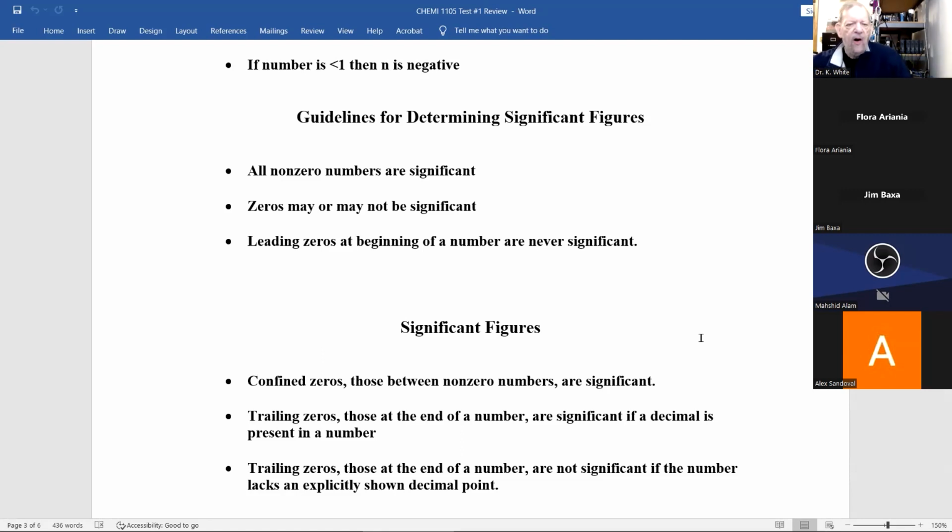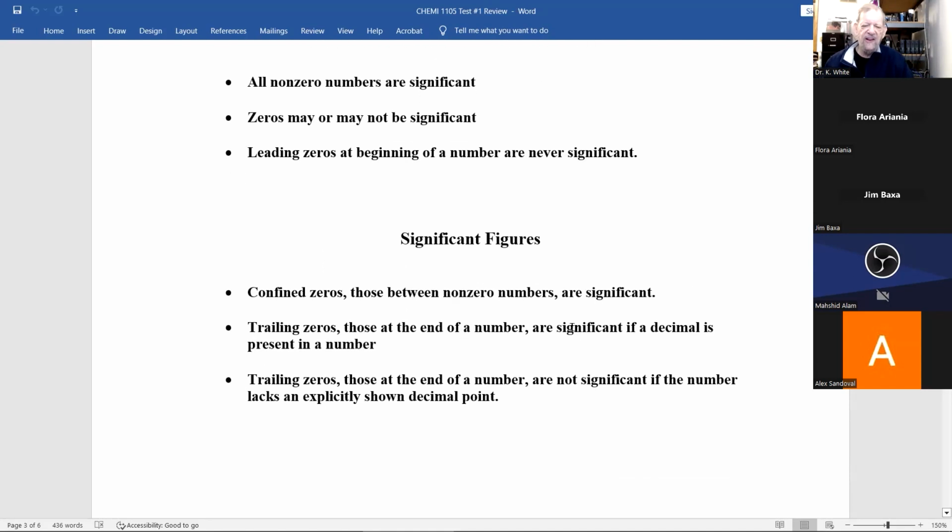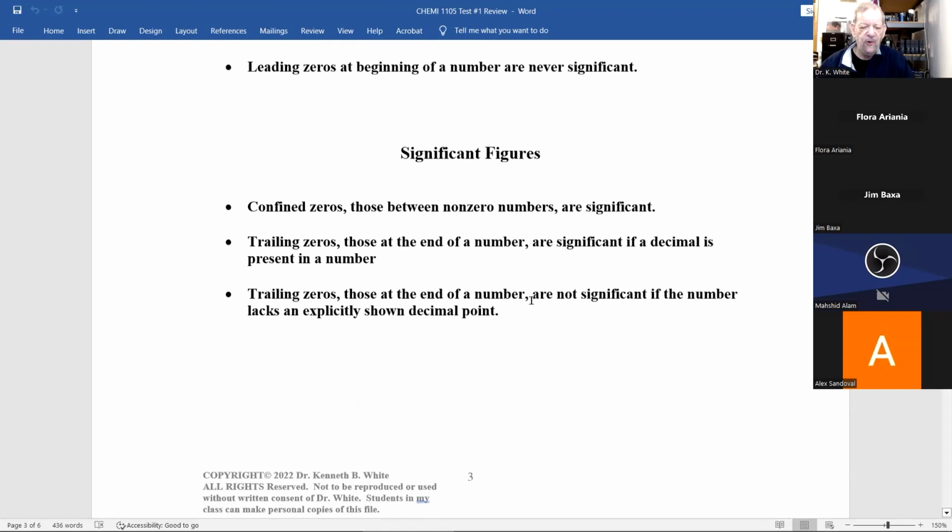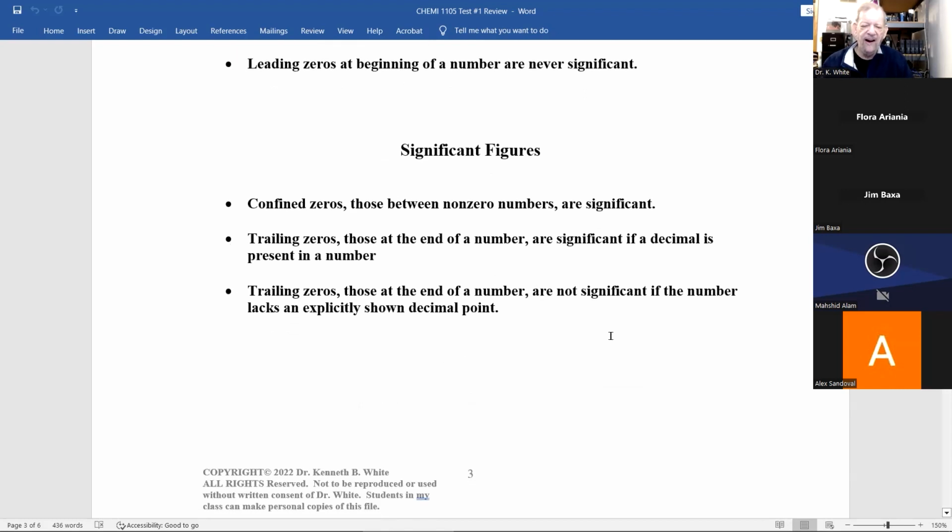And all non-zero numbers are significant. Zeros may or may not be significant. That wasn't too helpful. But leading zeros at the beginning of a number are never significant. Confined numbers, those between non-zero numbers, are significant. And trailing zeros at the end of a number are significant if a decimal is present in the number. Trailing zeros, those at the end of the number, are not significant if the number lacks an explicitly, and that's the important part here, explicitly shown decimal point.